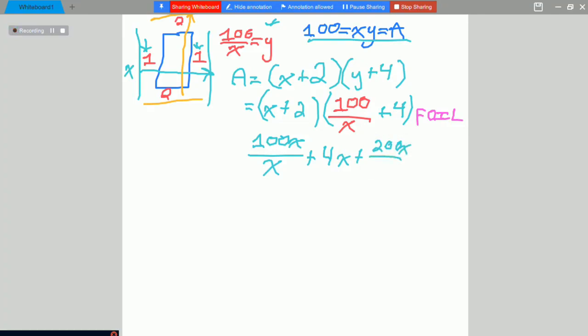Oh well, not 200x, just 200 over x plus 8. We did that by FOIL, so I'm going to show you how it looks like. We did that. We get this. We go to the next one. We did that. We get this. We go to the next one. We do this. We get that. And we do that. And we get this.